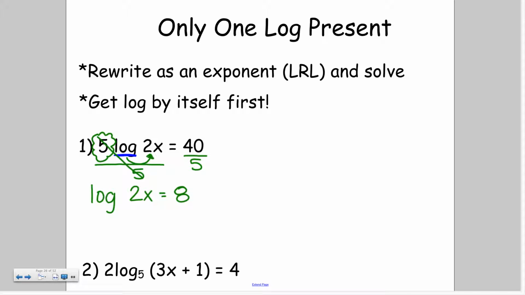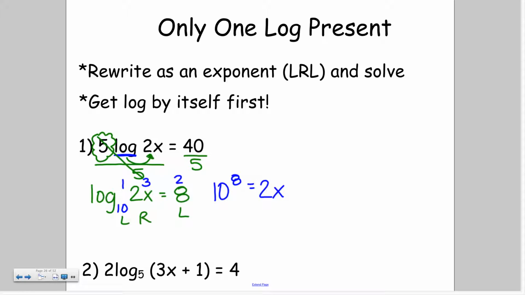Now we need to do left, right, left. See if you can recall what our base is. Pause it a second if you need to go back and look, or go ahead and say what it is. But there's not a log there. It's called a common log, which is a log base of 10. So we have the imaginary 10 right there. Okay? We're going to do left, right, left. Or for those that like the numbers, 1, 3, and 2. So we have 10 to the 8th is equal to 2x.